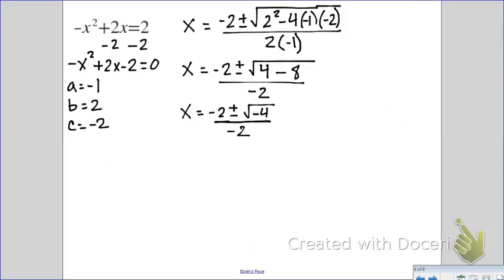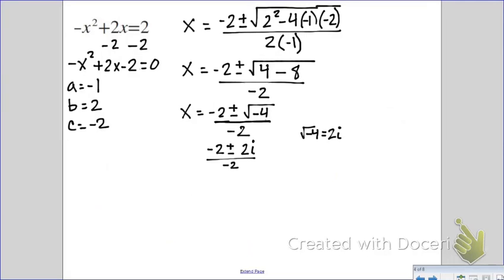Now, remember, we learned a whole unit on complex numbers. We have a -4, so we can square root the 4, but of course we can't square root the negative in it, so we have to turn this into an imaginary number. So we rewrite this as -2 plus or minus 2i. Again, the square root of -4 is equal to 2i. And this is still all over -2.